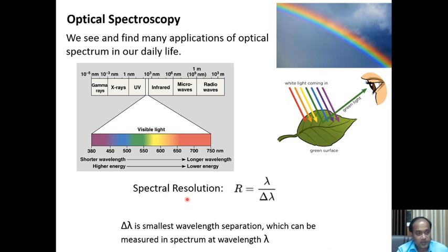The one thing about spectroscopy is the spectral resolution, which is basically the wavelength divided by delta lambda. Delta lambda is the smallest wavelength separation which you can resolve in the spectrum at a particular wavelength lambda. So lambda over delta lambda is spectral resolution, and that's one definition I would like you to always remember.